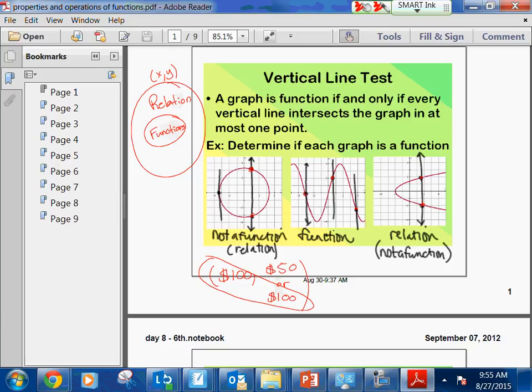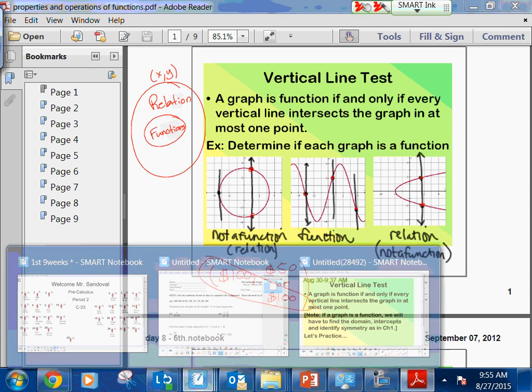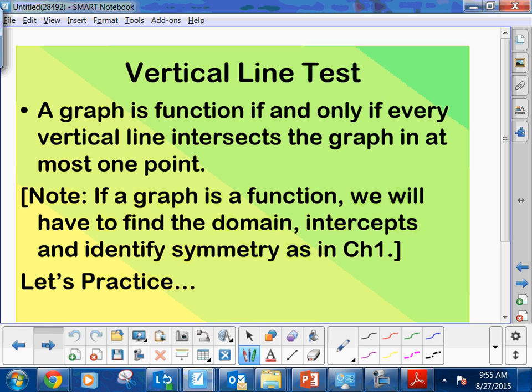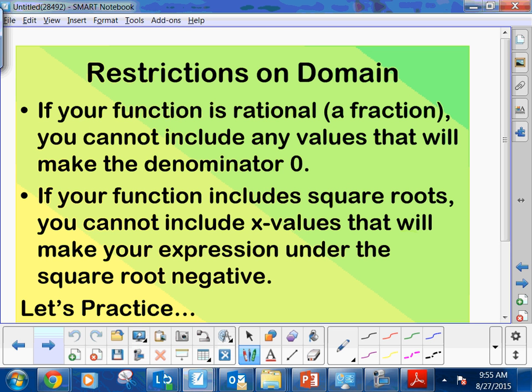Now let's go back to our notes and start talking about restrictions on domains. This is something y'all experienced yesterday when you were doing your quiz. You found out that if you have a rational function, a fraction, or any kind of fraction, you cannot include any values that will make a denominator 0. And if your function includes square roots, you cannot include x values that will make the expression under the square root negative. Okay, so go ahead and write that down.